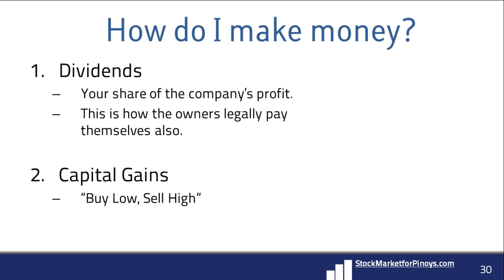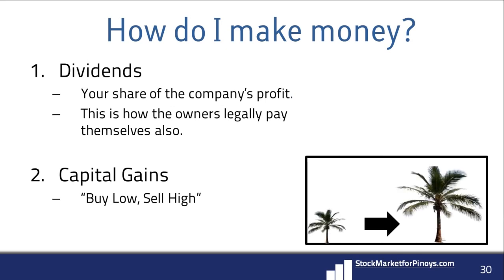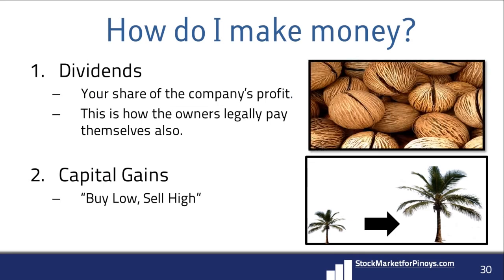So, as a quick recap on how you make money in the stock market, the first way is through dividends, which is your share of the profits. The second way is through capital gains, which is the increase of the value of each share. If you're having trouble understanding this, I guess the best way to put it is like this. With capital gains, imagine buying a small tree, then selling it when it becomes bigger. Then, as the tree grows, you get its fruits. Those are the dividends.